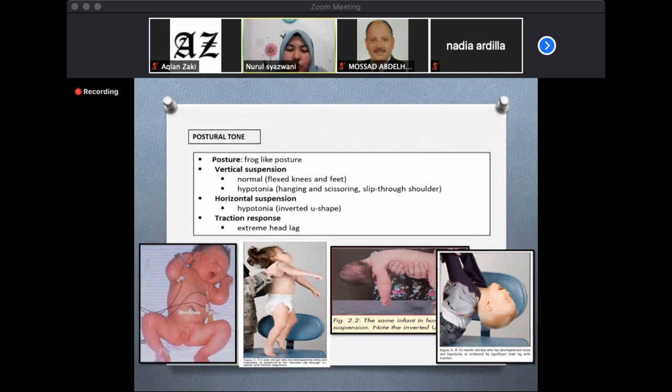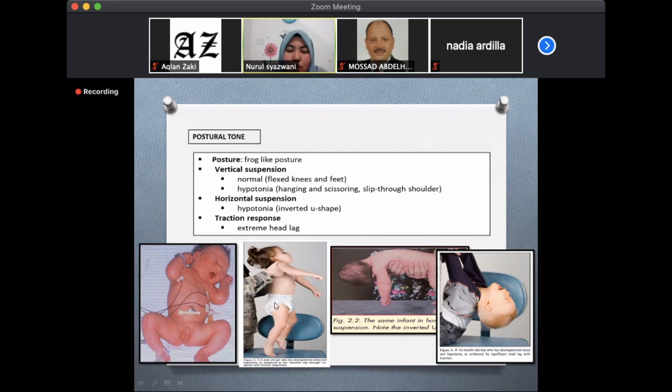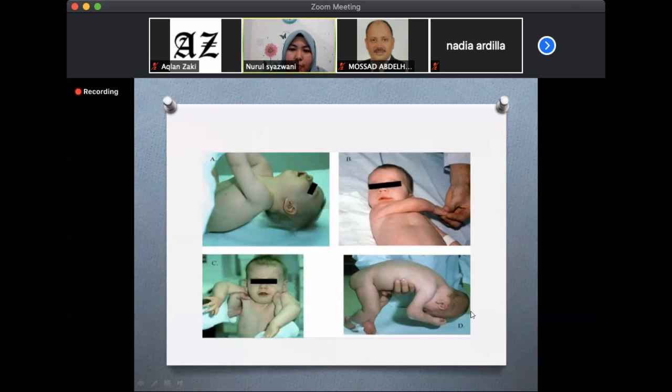Okay, for hypotonia evaluation, we need to see the postural tone of the infant. First, we can see the infant having a frog-like posture, like in this first picture. Then we can see vertical suspension: if hypotonia, when you lift up the infant, they will be hanging, with scissoring of the lower limbs. For horizontal suspension, there will be an inverted U shape of the infant. And the last one, there will be extreme head lag, like this one. You can see the extreme head lag and the inverted U shape, which suggests hypotonia.